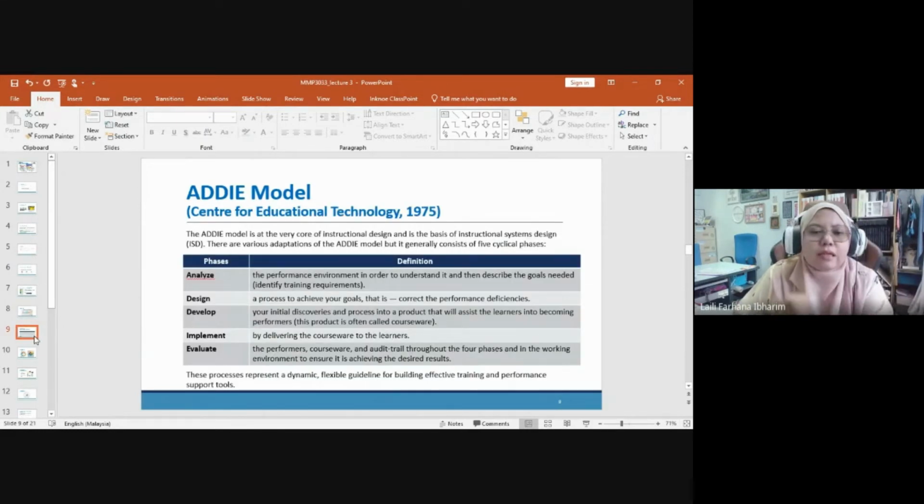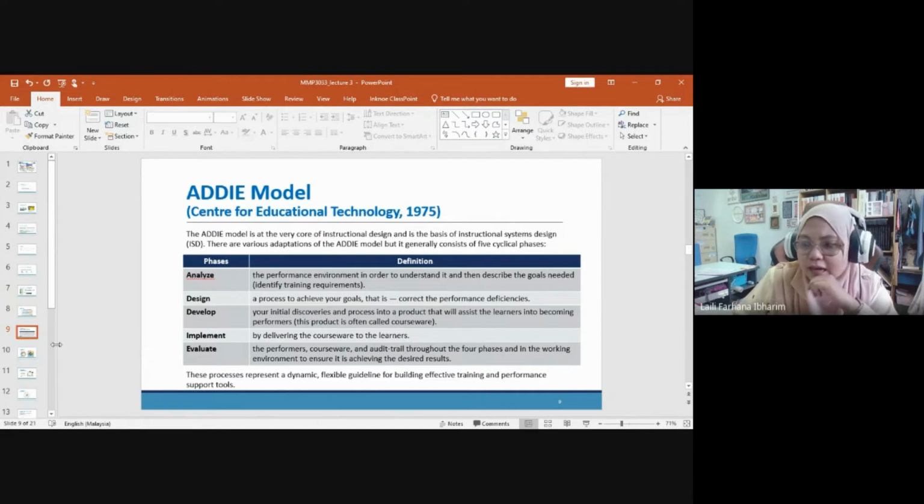Okay, first is the ADDIE model. The ADDIE model is very commonly used in teaching and learning, especially when it involves using digital tools. It was developed a very long time ago, in 1975. There are various adaptations of the ADDIE model, but these five phases are generally used.